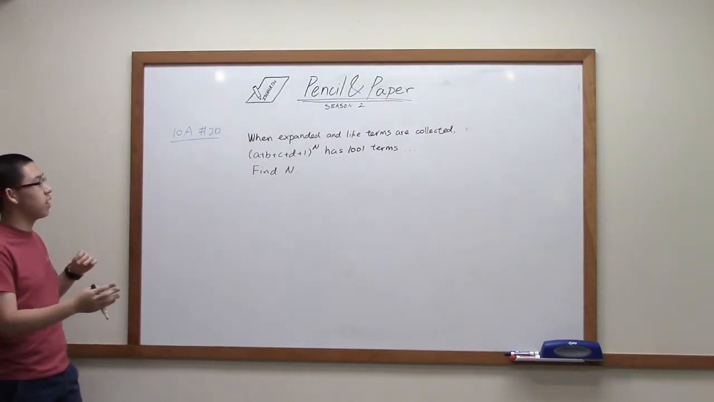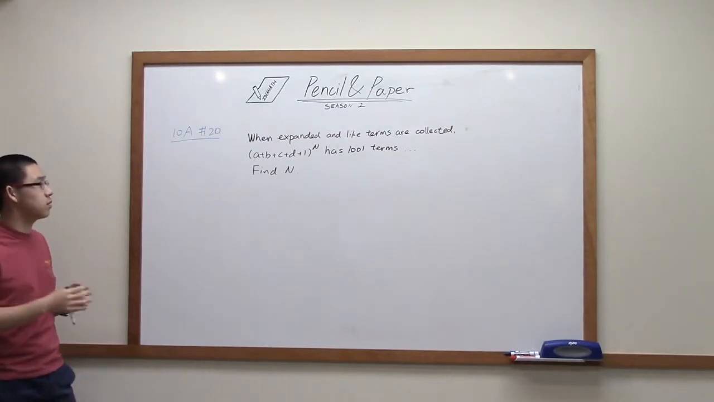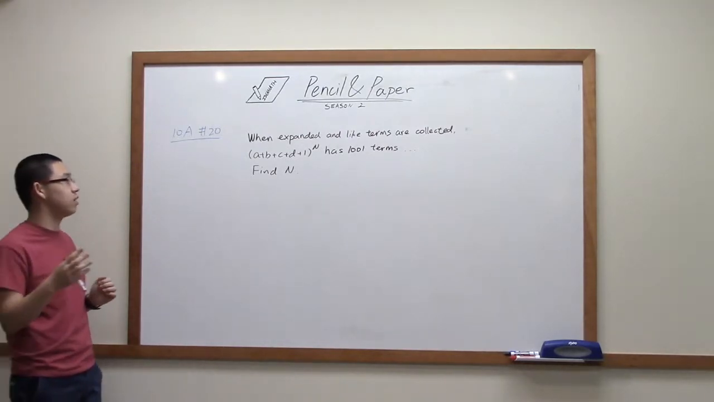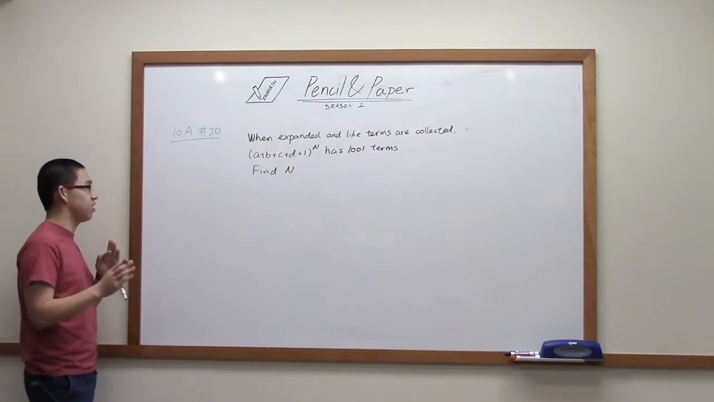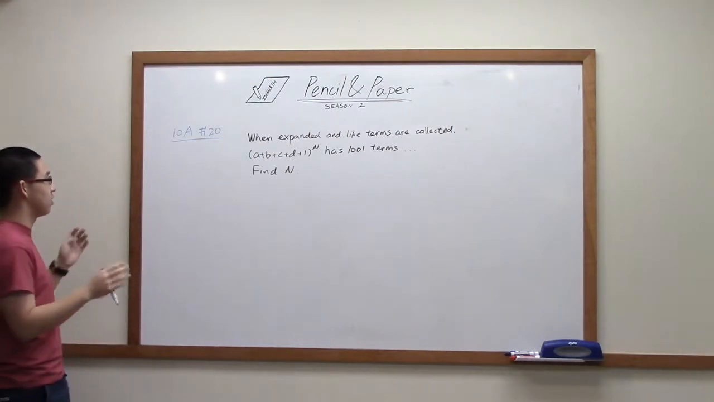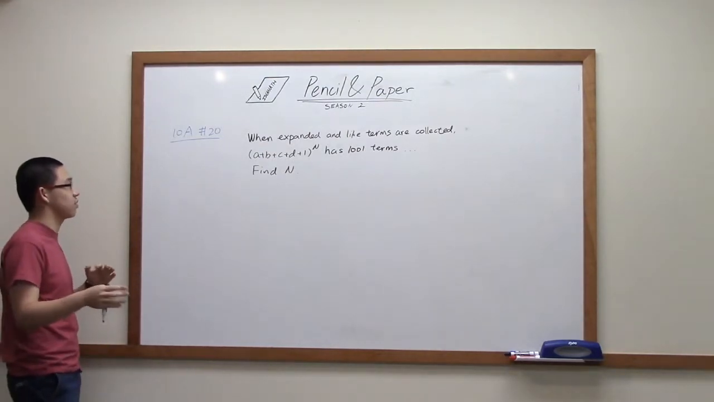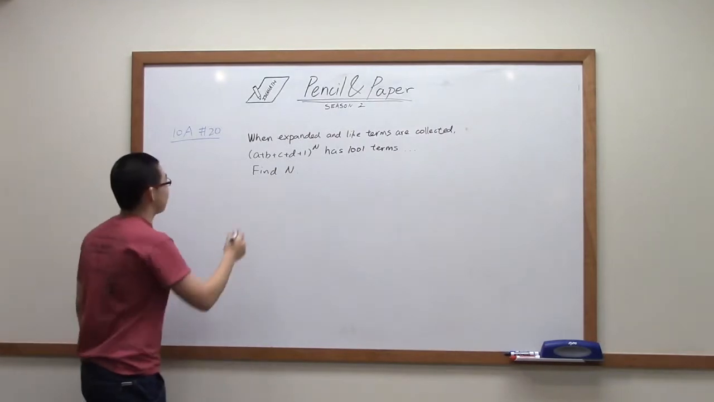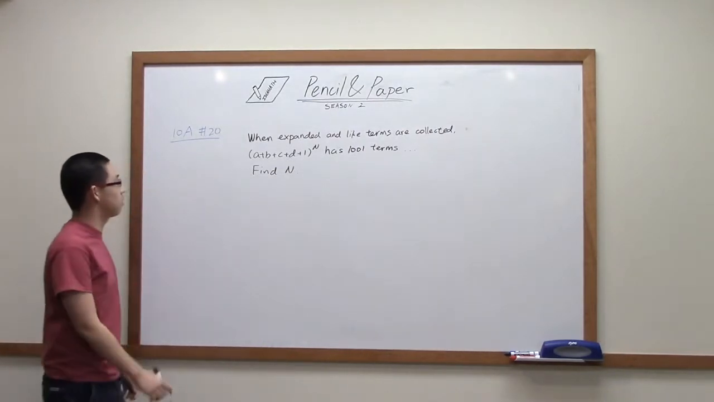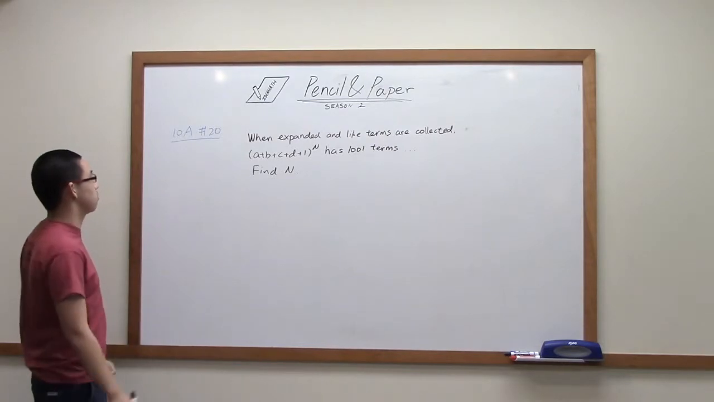When you expand and collect the like terms of (a + b + c + d + 1) to the n, it has 1001 terms. Find n. I was given this problem and I need to solve it for him because he's really anxious. So let's just start. It has 1001 terms.